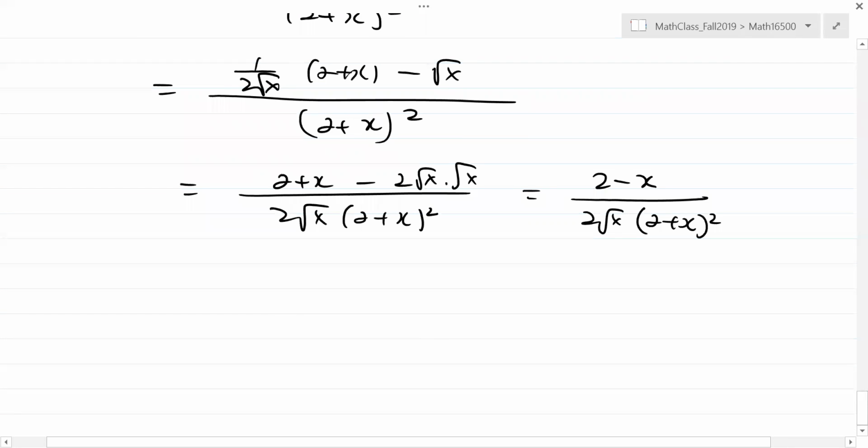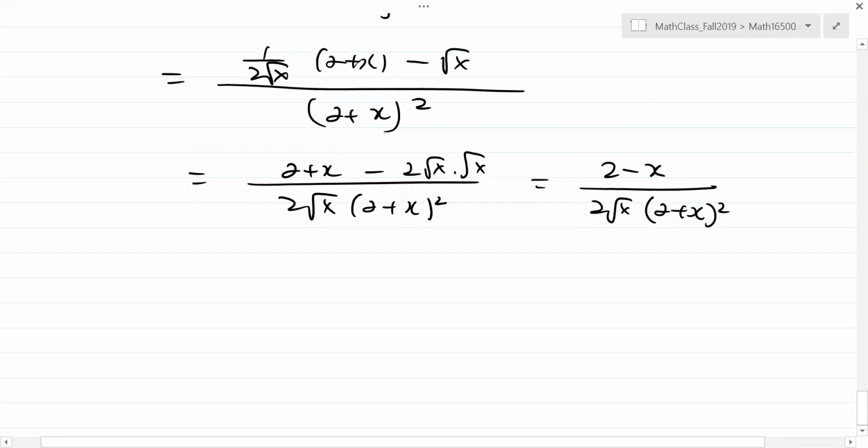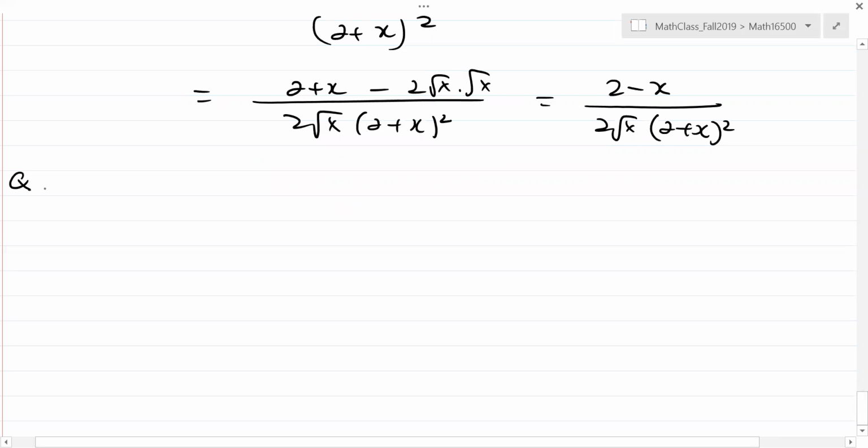I need to take one short break and give you a problem. I did a lot of them here. It's 38. Okay, find the y prime. Simplify.